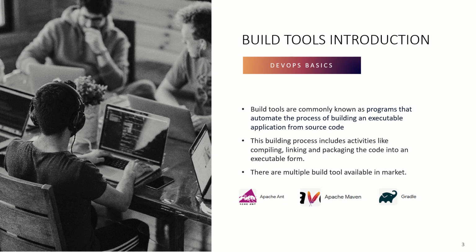In order to deploy that raw code to our server, we firstly need to make it in executable format so that it can be deployed to our server. So this build process is basically to convert raw code into an executable which can be deployed to server. This complete process is called a build process. This building process includes various activities like compiling of code, linking of code, packaging of the code, and after that it will make it into an executable form. So the raw code will get converted into a bundle by using these build tools.